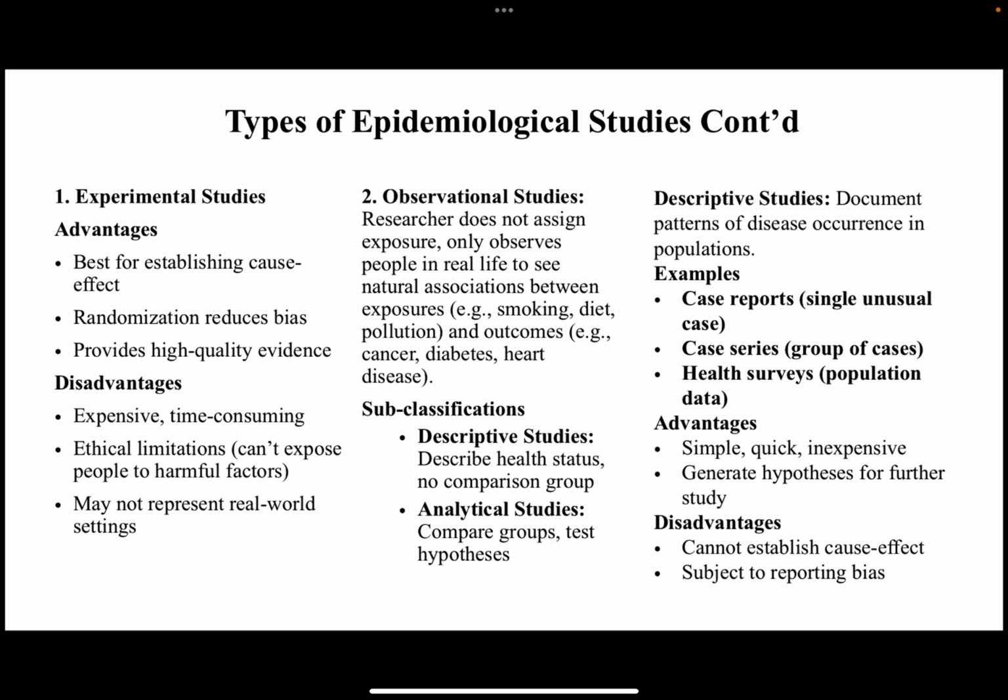So for example, someone is smoking. The researcher can decide to observe maybe a group of people who are smoking for some time and see what will happen in the near future. Okay, such a study is what we call an observational study. Now, under the observational study, we can have descriptive studies and then we can have analytical studies.